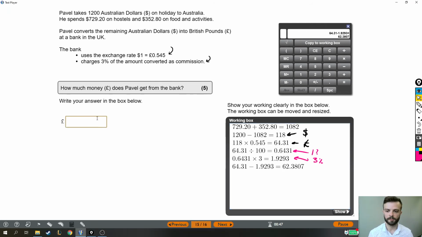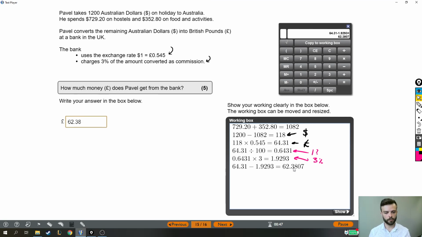But just before we finish up, we do have to round that properly to 2 decimal places because money should be to 2 decimal places. So the amount he gets back from the bank is 62.38. It's 38 instead of 39 because the next number is a 0, and that is not big enough to push our 8 up to a 9 when we're rounding to 2 decimal places.